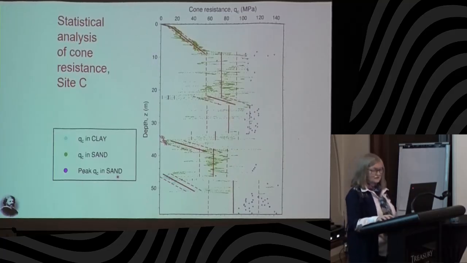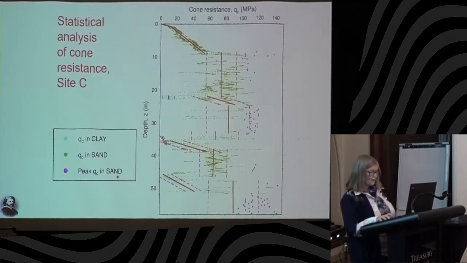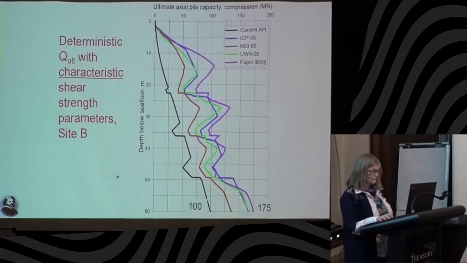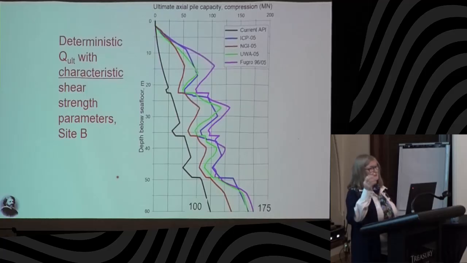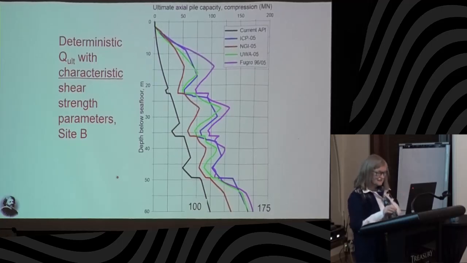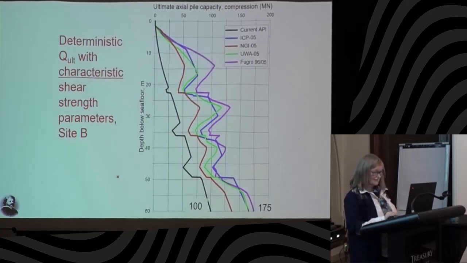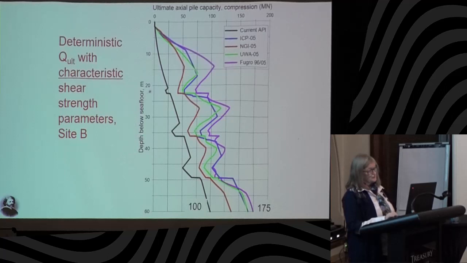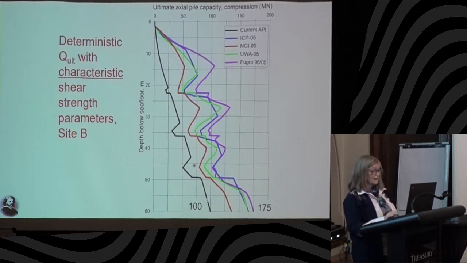And then we had a site that had more variable soil, like this one, site B, which is a mixture of sand and clay. And we didn't plan it that way. It just happened that way, and they had 3 sites that were current at the time of the work. But here I'm showing the difference in the calculated actual pile capacity with the 5 different methods.